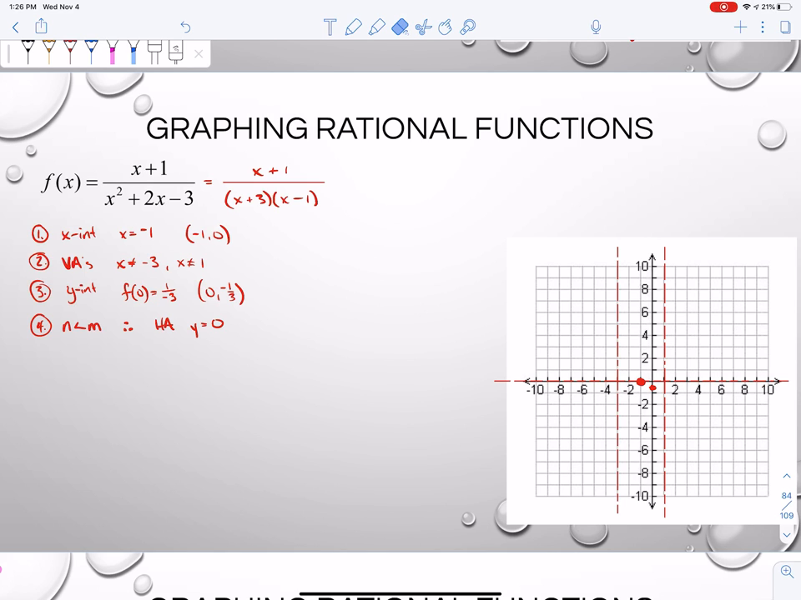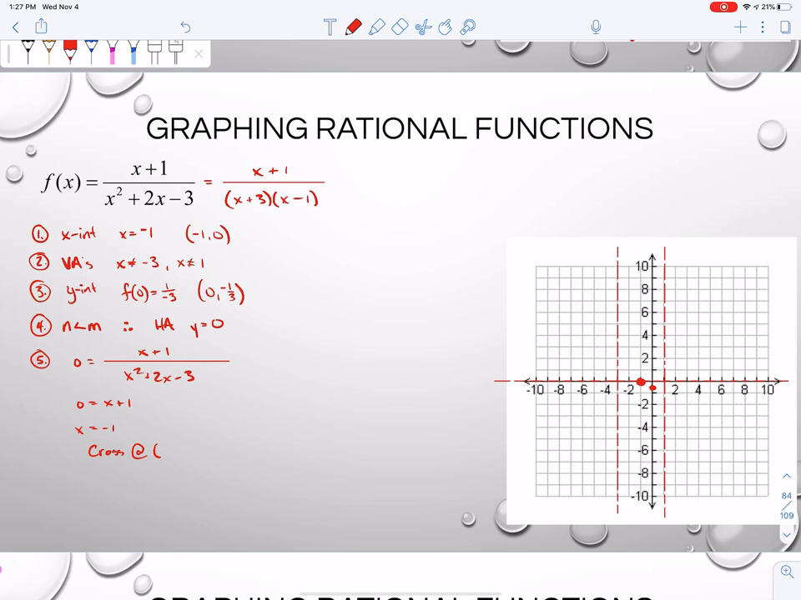Okay. Step 5, I'm going to test: can the function equal that horizontal asymptote? So I have x plus 1 over x squared plus 2x minus 3. If I cross multiply, I'm left with 0 equals x plus 1, or x equals negative 1. Well, didn't I already have the point negative 1, 0 in this case? And I actually already have that plotted over here as well. So I know there's at least one point at which I touch or cross the horizontal asymptote.